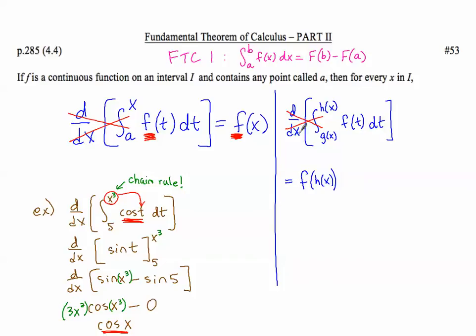But since this is a derivative, I have to apply the chain rule. So the chain rule says multiply by the derivative of the inner function, h prime of x, and then minus f with g of x plugged in, the lower limit, and then because I'm plugging in more than just x, times the derivative of what I plugged in, g prime of x. Now this will apply to all possible examples.